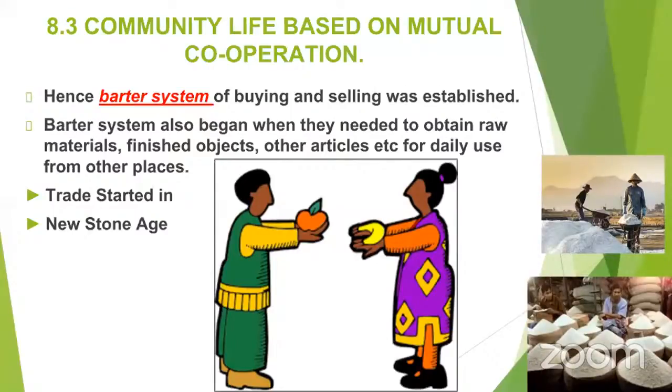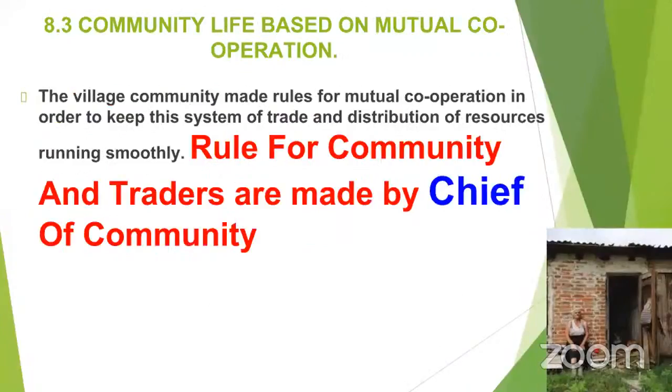The barter system also began when they needed to obtain raw materials, finished objects, other articles, etc., for daily use from other places. Then this trade started in the New Stone Age, and the salt trade helped the expansion of trade in the New Stone Age. Okay, then new occupations also began like this.